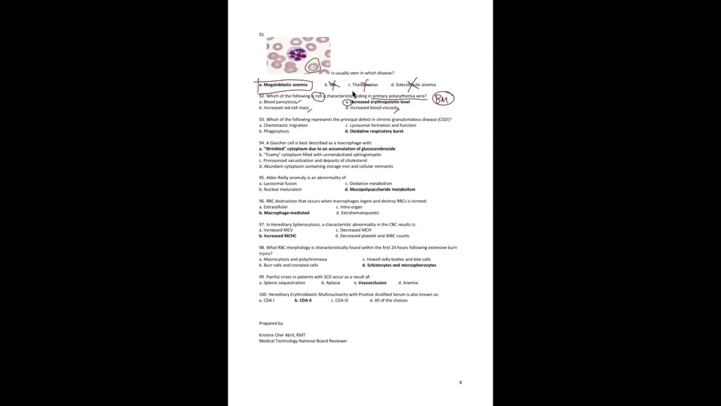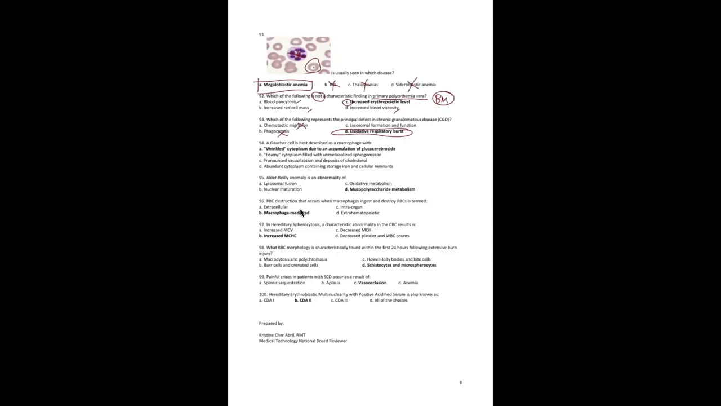Number 93, which of the following represent the physical defect of chronic CGD or chronic granulomatous disease? Hindi po yan. That is lazy. This is for Job's disease and for lazy leukocyte disease, phagocytosis, hindi yan yung problem. Lysosomal function, no, that is for the oxidative respiratory burst. And please do remember, kanina yung mga minention nating enzymes that are not functioning because of your CGD.